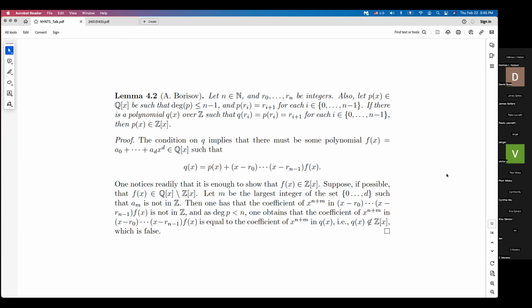And the proof is also very straightforward. So if we start with the sequence R0 up to Rn, which are all integers, and then we have some p(x), which we can assume is the interpolation polynomial, because we are assuming a degree at most n-1. And p(ri) equals ri plus 1, where i lies between 0 and n-1. If there is some polynomial q over Z such that q and p agree on these ri's, then p must also be over Z. The interpolation polynomial must also be over Z.